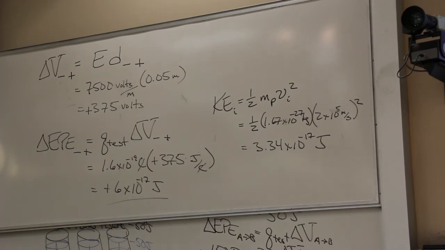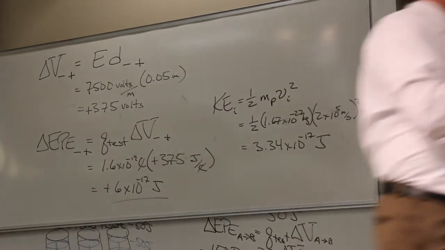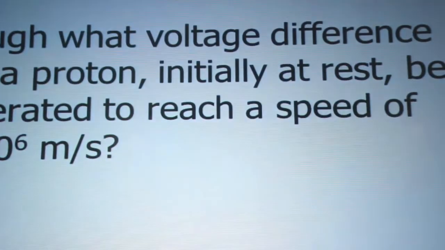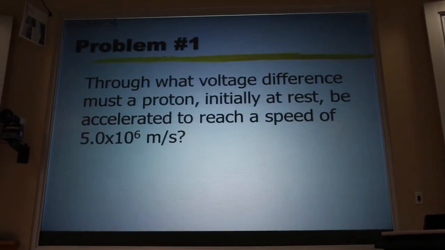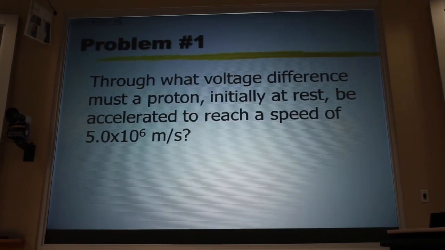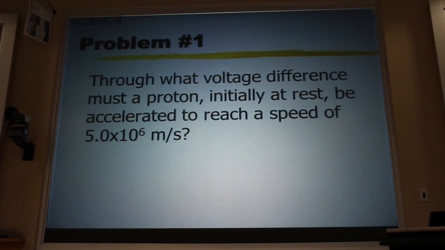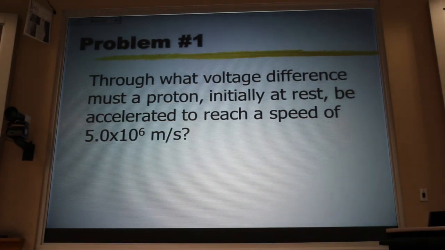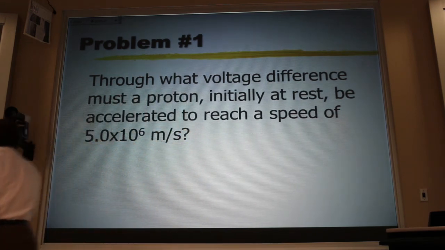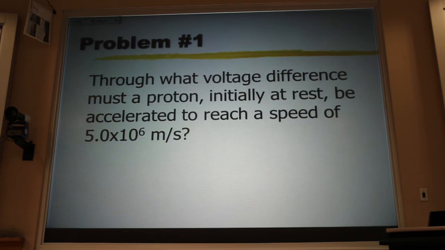Okay? That was the problem that we just turned in. Okay, you're going to have at least two of these problems on the exam. Just your standard voltage problem. Through what voltage difference must a proton, initially at rest, be accelerated to reach a speed of 5 times 10 to the 6 meters per second? Now, you should be able to solve these problems really quickly, because they're always solved the same way. Okay? Always the same way.